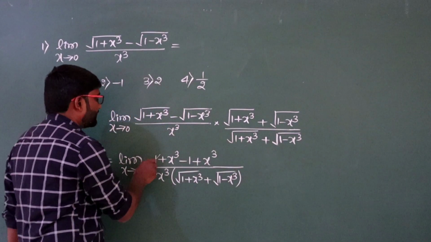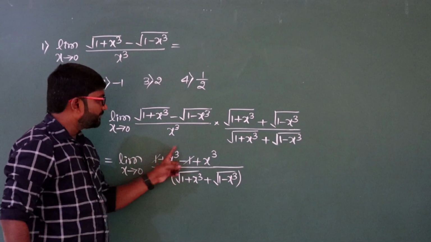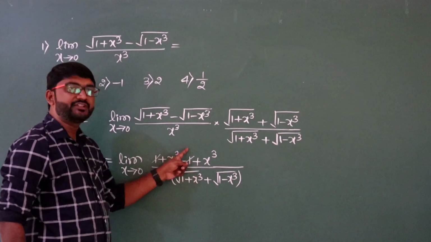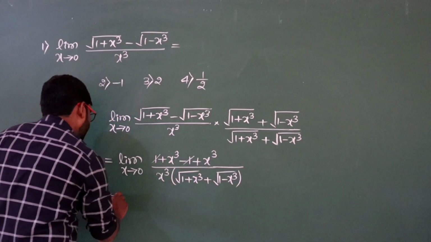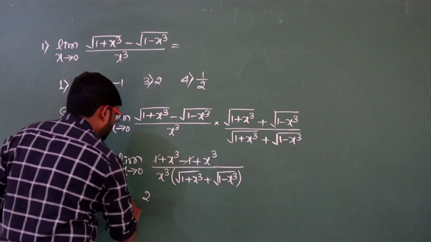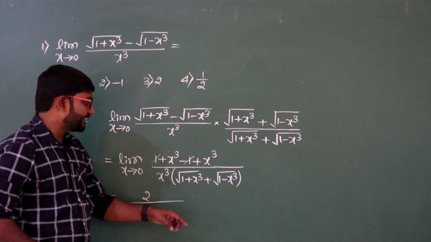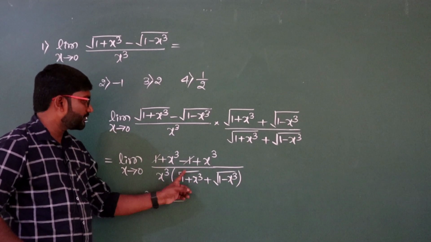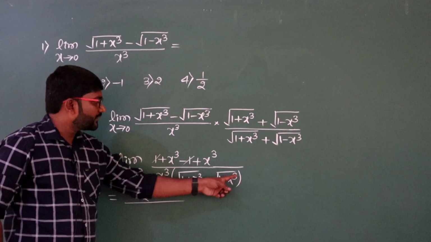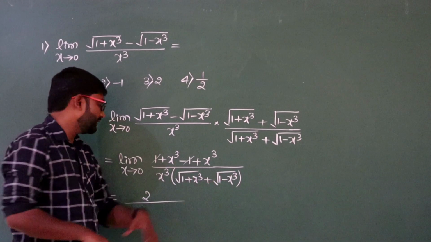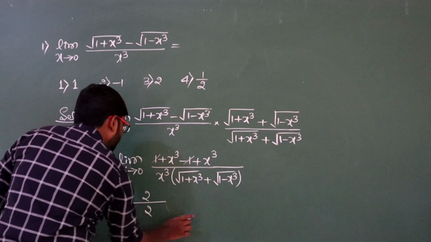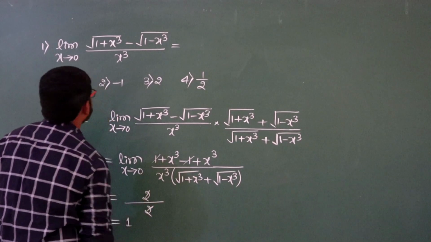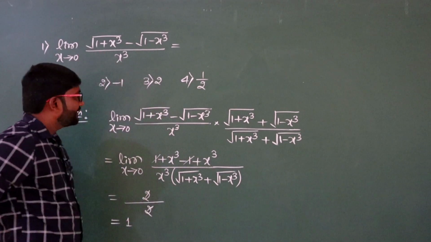Now here plus 1 minus 1 get cancelled. x cube plus x cube will be 2x cube, and x cube gets cancelled, so we have 2 in the numerator. So I write 2 in the numerator after applying the limit, divided by, now apply the limit to the denominator. x tends to 0 means replace x by 0. So square root of 1 it will be 1, plus square root of 1 it will be again 1. 1 plus 1 it will be 2. So it will be 2. So the 2s get cancelled, the answer is 1. Option 1 is the correct answer.